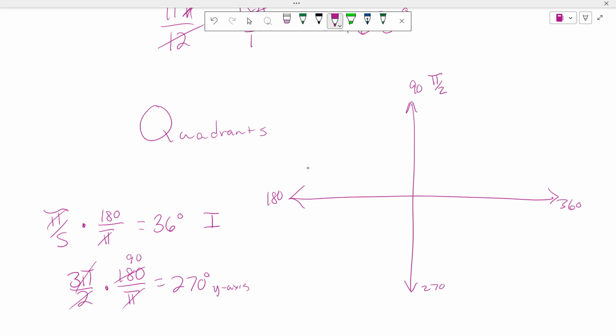So this is pi over 2. This is pi. This is 3 pi over 2. This is 2 pi. So if you know your fractions a little bit, if I have 3 pi over 4, 3 pi over 4, would it be in between what and what?